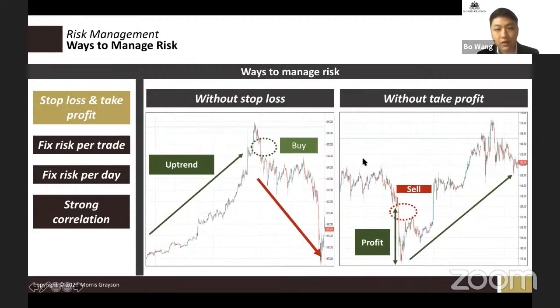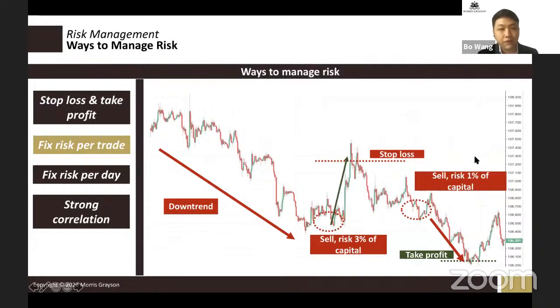Entering a trade without a profit target point can also turn a profitable trade into a losing trade. In the second chart, the trade is profitable if we sell at the red circle area and close it before the trend starts to reverse. However, if we do not have a take profit target, our profit will eventually turn into a loss as the trend starts to reverse.